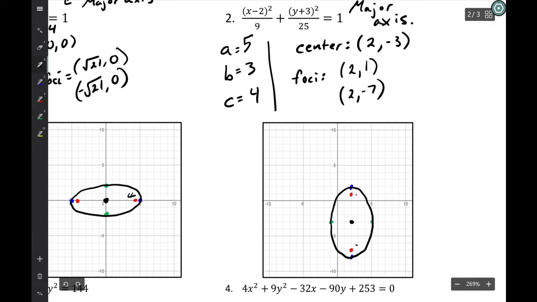So you can either remember that or you can make a picture. I honestly think making a picture is a little bit easier, but it's up to you.